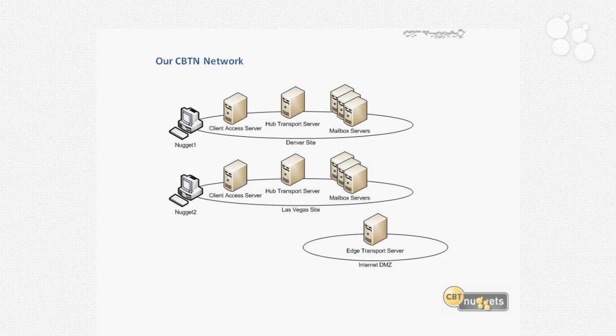To build this Exchange organization, we're going to be using this CBTN network. We'll be creating portions of this and then referring to other portions of this throughout the series. In this series, we're going to create a client access server. We're going to create a hub transport server. We're going to create a couple of mailbox servers, and we're also going to create an edge transport server here so you can see the entire end-to-end stack that's required to create an Exchange organization.